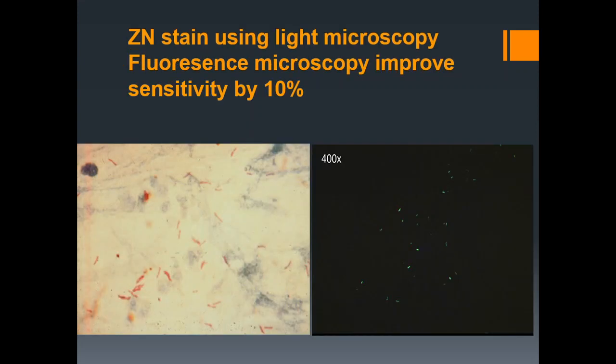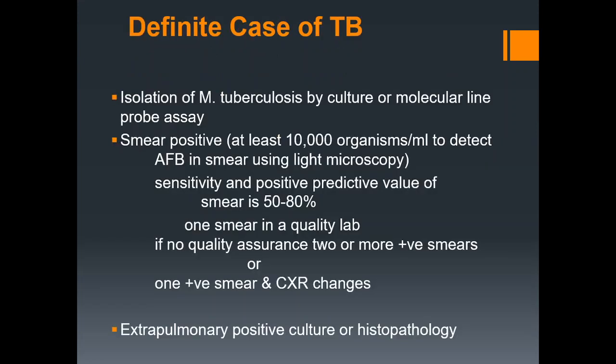This is how acid-fast bacilli look in Ziehl-Neelsen stain, these small red rods. Fluorescence microscopy is better than the usual Ziehl-Neelsen stain, with higher sensitivity. We diagnose a definite case of tuberculosis if we isolate Mycobacterium tuberculosis by culture or molecular line probe assay or PCR. But these technologies are not available in the poor countries where the incidence of tuberculosis is very high.